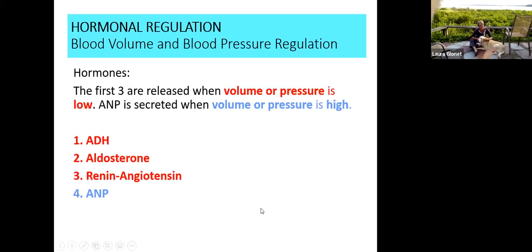So again, as a review now for about the third, maybe fourth time, hormonal regulation of blood volume and blood pressure. Remember that the first three here in red are hormones used when we have low blood volume and low blood pressure, and how we increase blood volume and therefore blood pressure. That is antidiuretic hormone, aldosterone, and renin-angiotensin. And then the only one that's secreted when you have higher than normal blood pressure and blood volume, thus ending with lower blood volume and blood pressure, will be the one in blue, atrial natriuretic peptide.